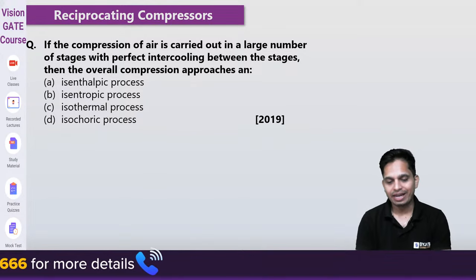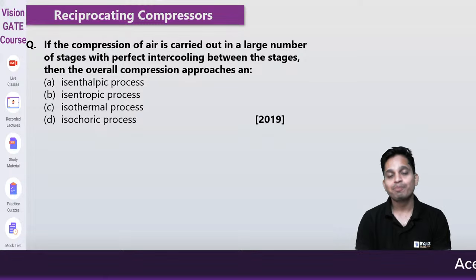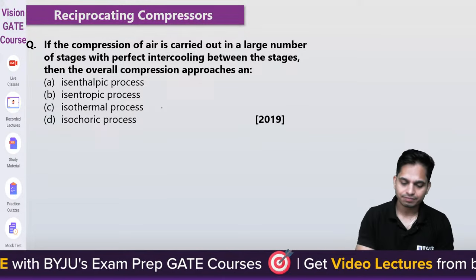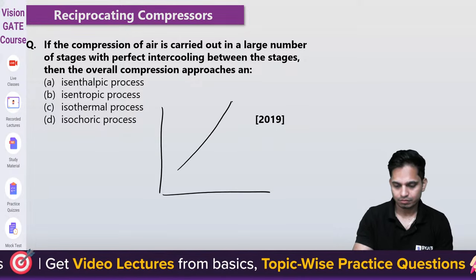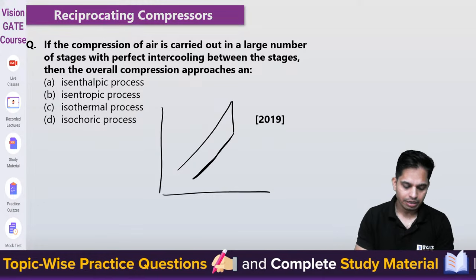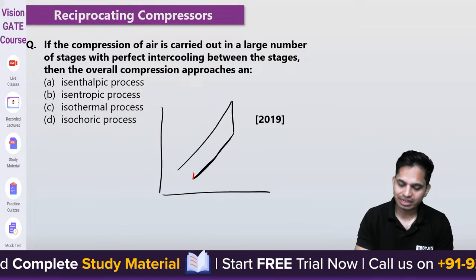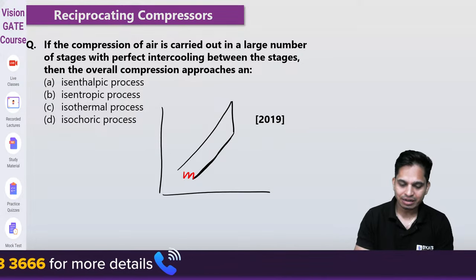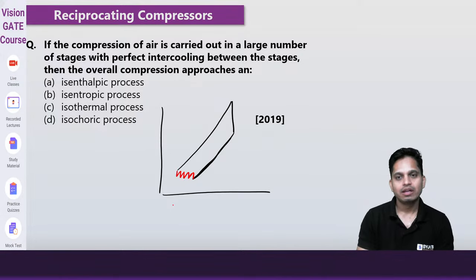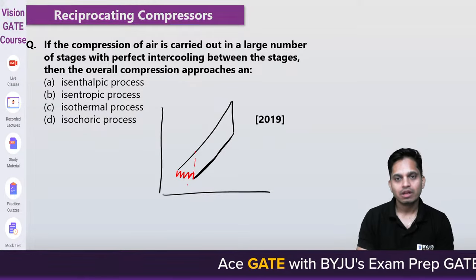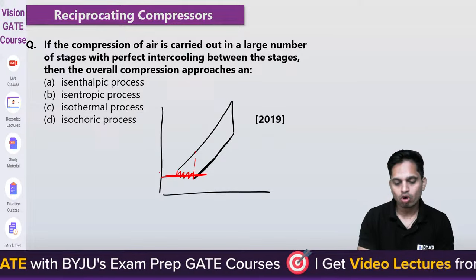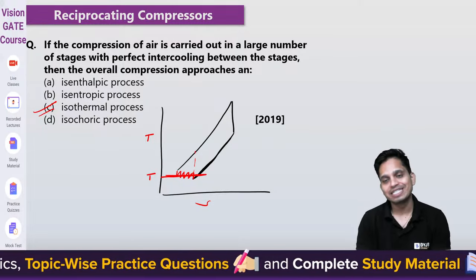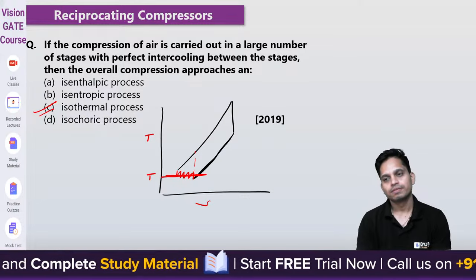If the compression of the air is carried out in a large number of stages with perfect intercooling between the stages, then the overall compression approaches which process? Compression, intercooling, compression, intercooling, compression, intercooling. Earlier you were going like this, now you are going like this. So this process is almost isothermal. This is the T-S diagram. If you do an infinite number of stages, you will have the isothermal process.